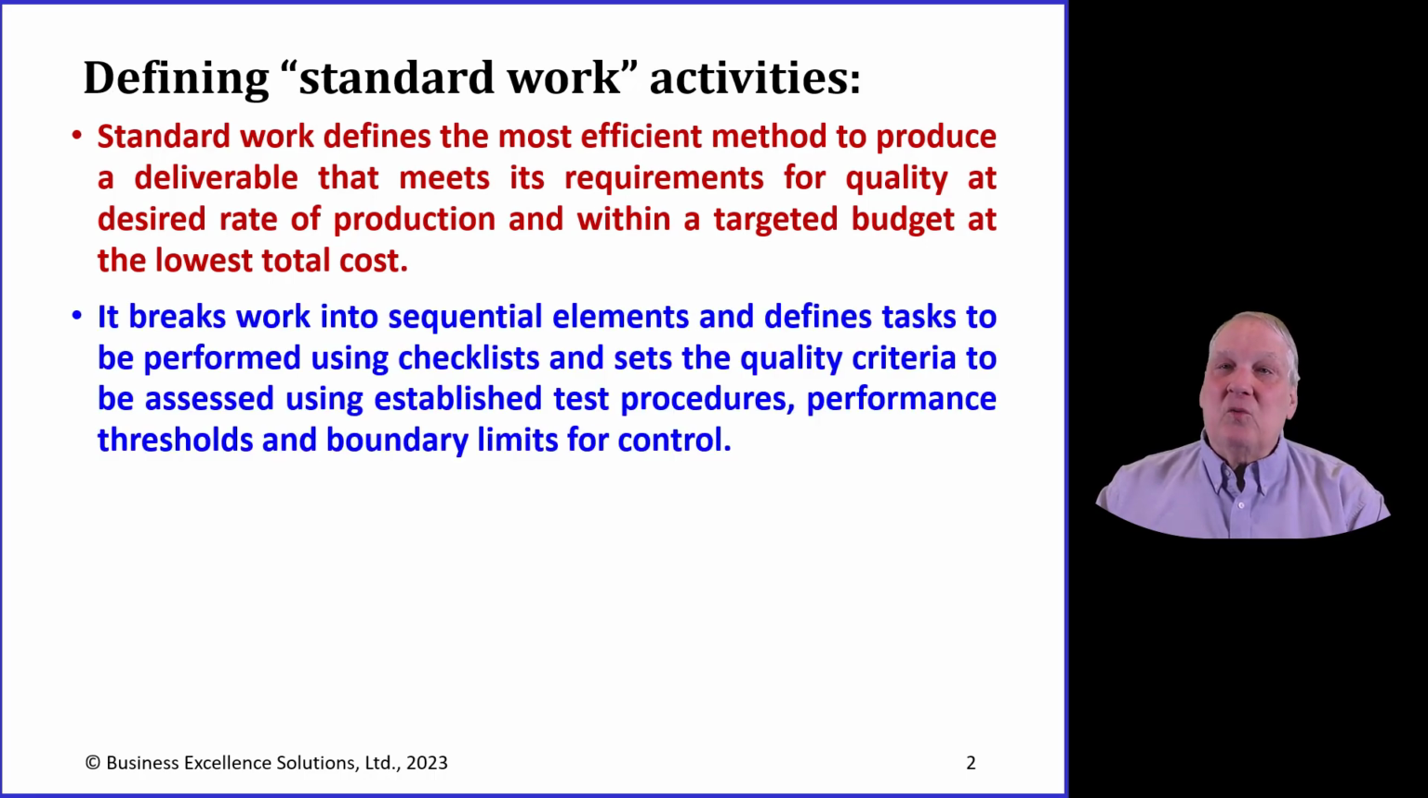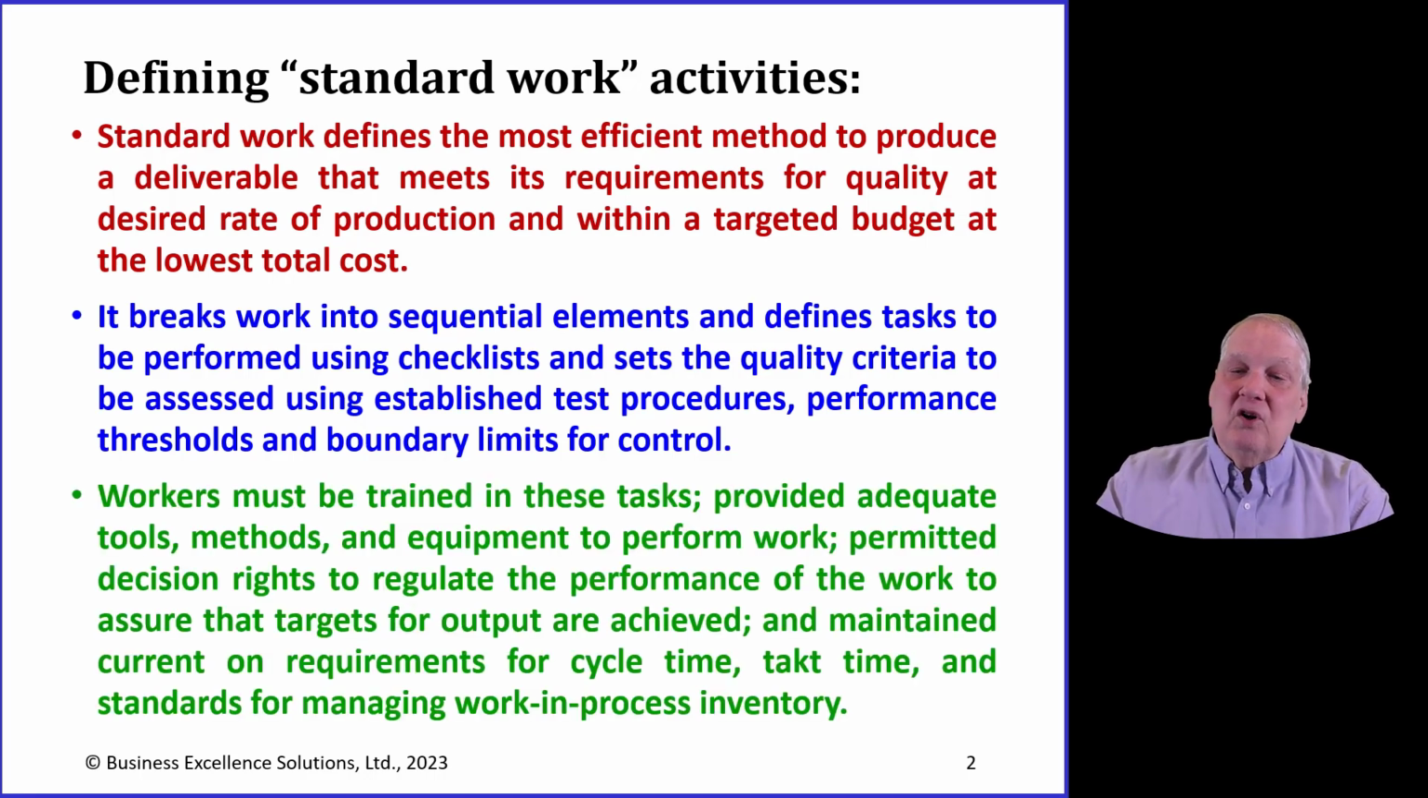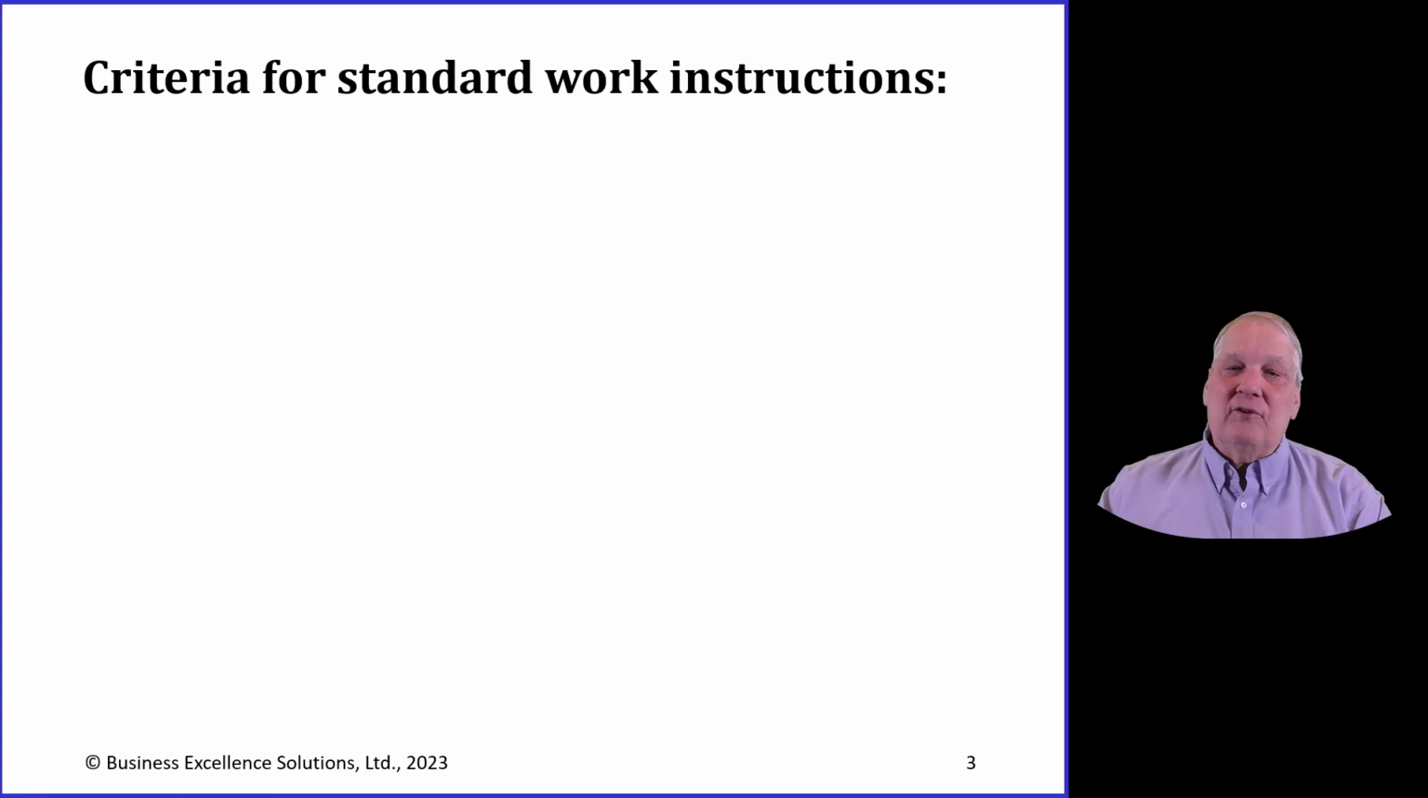It breaks work into sequential elements and defines tasks to be performed using checklists, sets the quality criteria to be assessed in a test procedure to see how well we've done, as well as performance thresholds: what are the minimum and the boundary level limits for how we're going to control the system. So workers have to be trained, given the tools, permitted decision rights, as we've talked about before, and then they have to understand cycle time, takt time, and standards for managing work in process inventory. So all of these are components of building a standard work system.